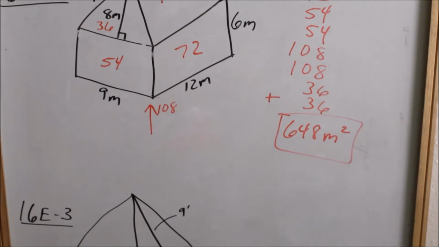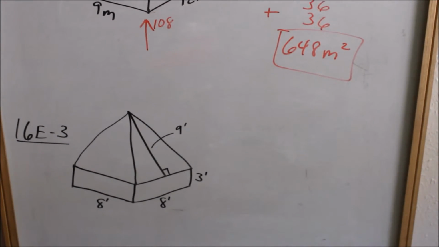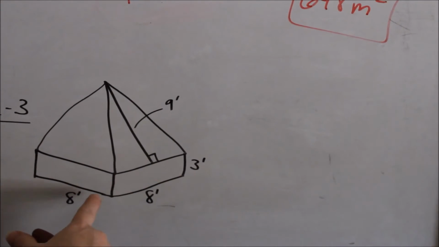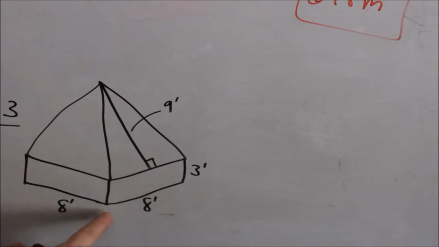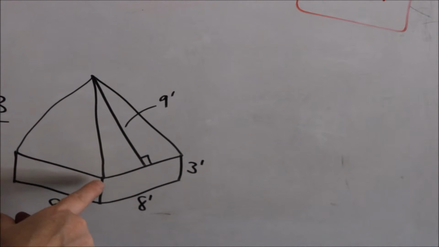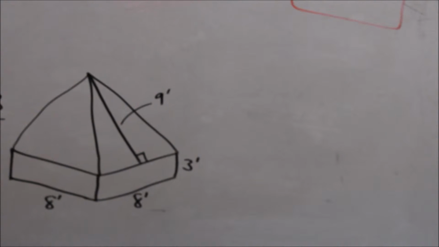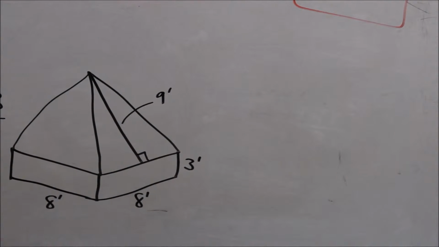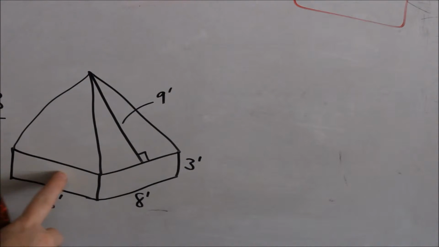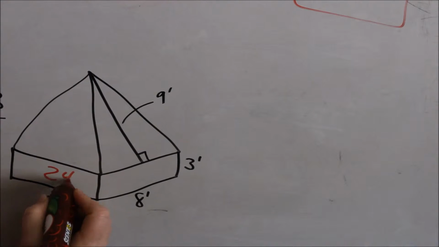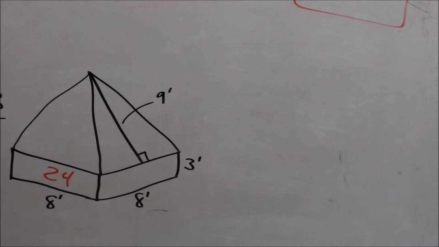Alright, let's look at 16E3. You basically have a box with a square base and a square base pyramid on top of it. Now remember, we're only finding surface area, we're not finding volume. So we're just going to start with this side right here. That would be 8 by 3, that would be 24. And that's going to be the same as that back side.